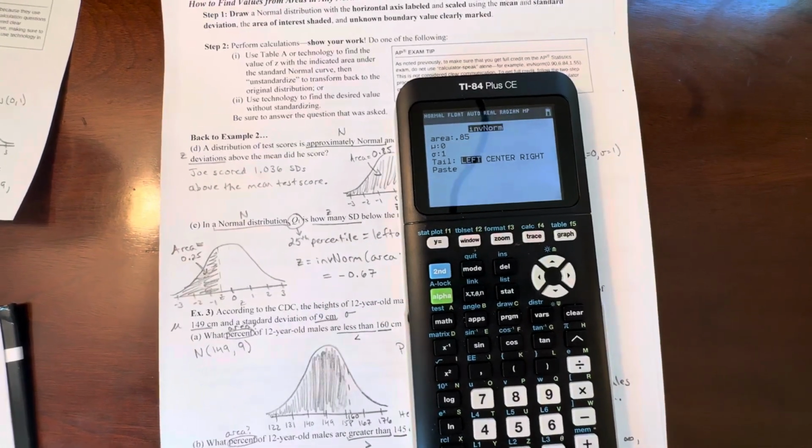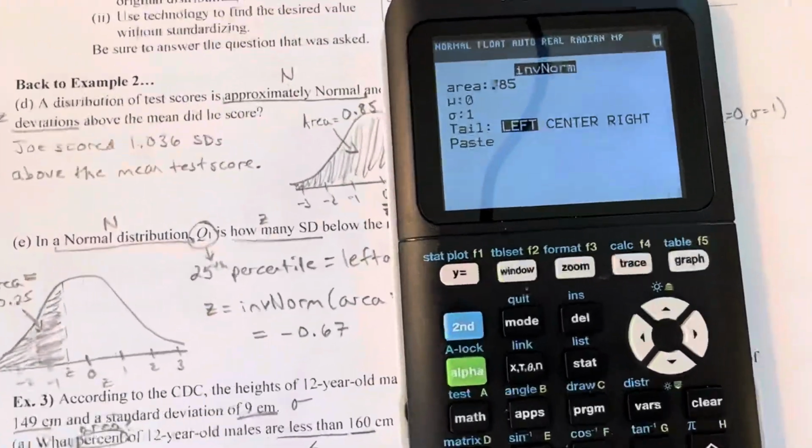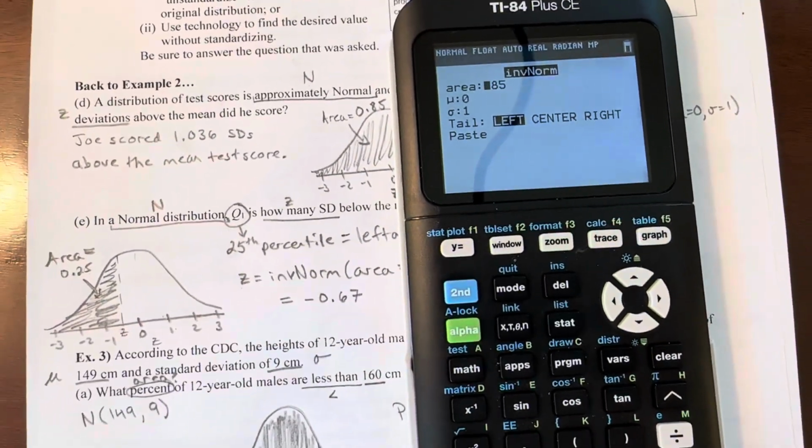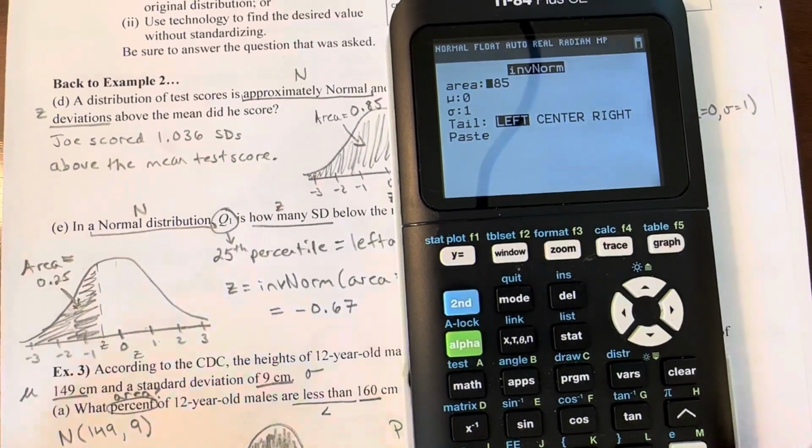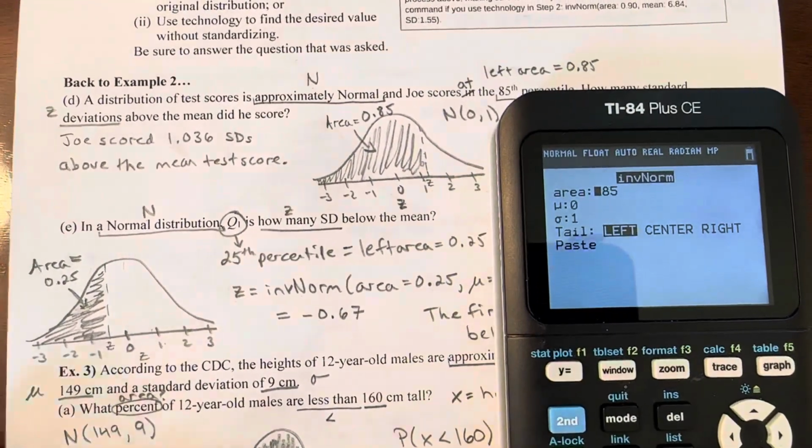I'm going to zoom back in because I realized that I forgot to do that. And let me get us back, there we go. Sorry about the shaky camera for a minute.